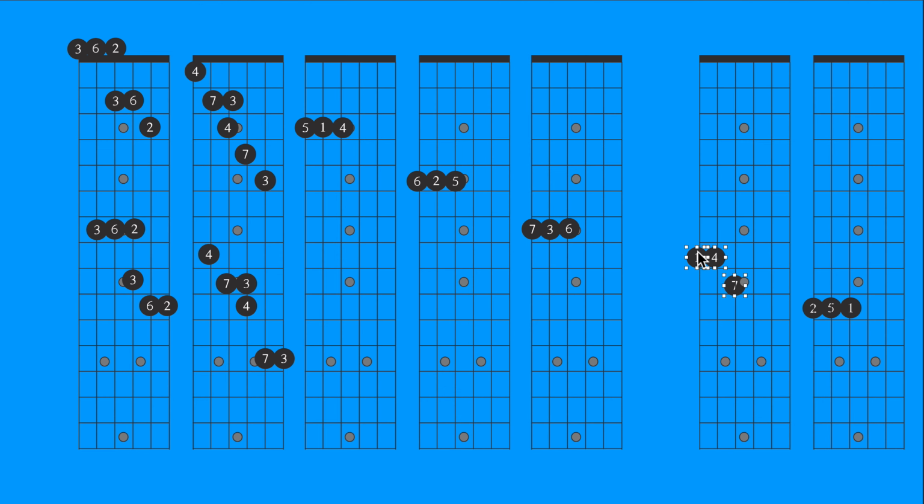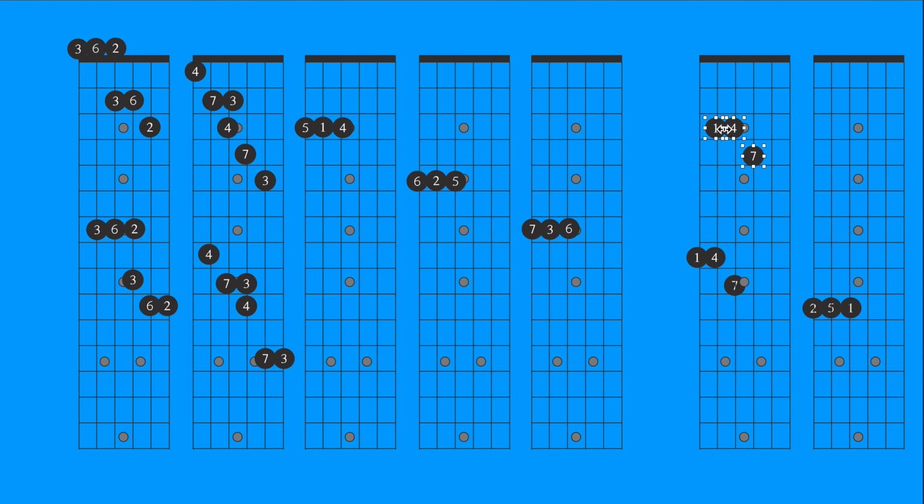And then one other spot for this would be the 1, which is C. I don't know what I did wrong here. I think I'm trying to drag this. So 1, 4, 7 would look like that right here.